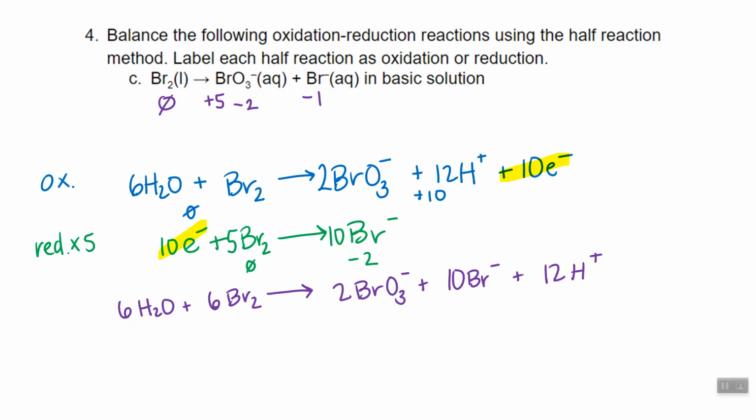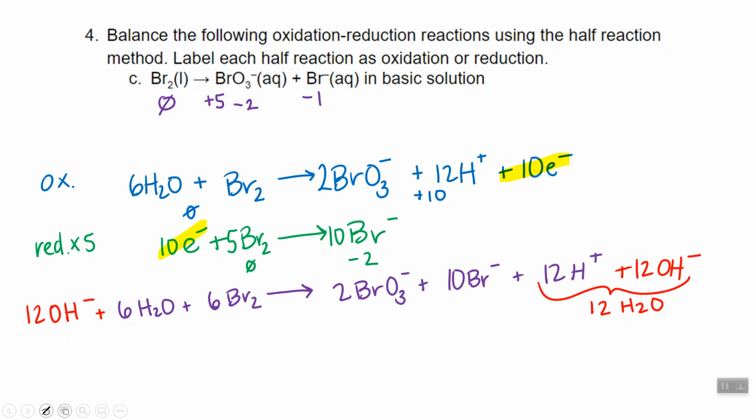Now this one is different because it's in basic solution. And all that it means is that H plus, that 12H plus, would get neutralized in solution. So you're just going to add enough hydroxide to both sides to neutralize that 12H pluses. So when you do that, the 12H pluses and the 12 hydroxides are going to neutralize, and we're going to get 12H2O.